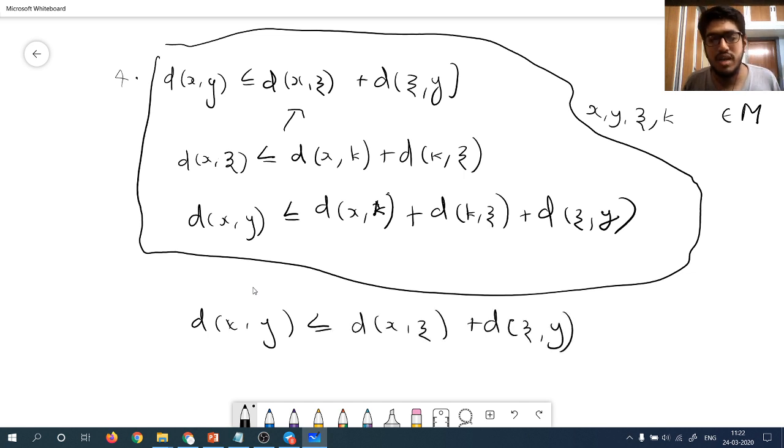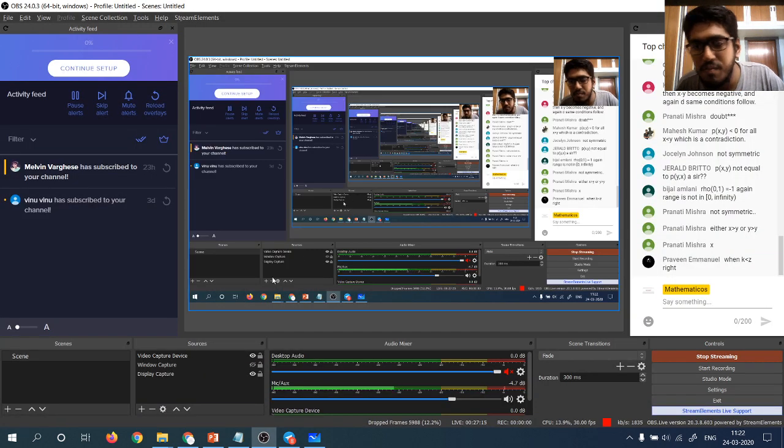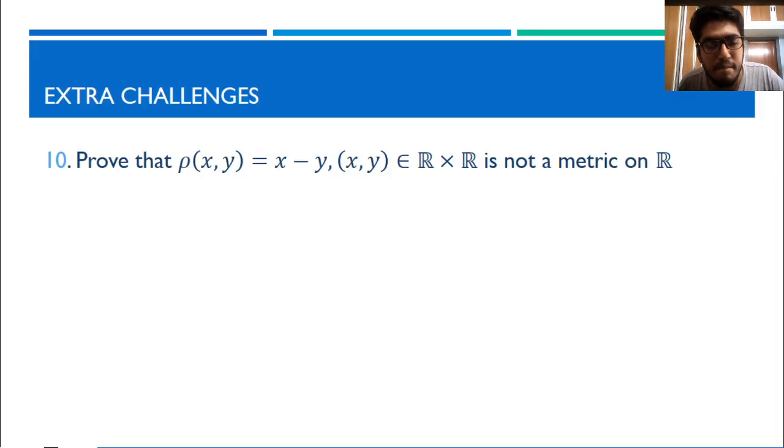Now we know that the value of a metric is always 0 or positive. So if you add d of say x comma k, it's adding a 0 or a positive number. So this inequality stays intact. So that's two ways you can prove the same claim, that it can be extended the way Pranidhi claimed it to be. Is that clear, Pranidhi? Is your doubt clear?